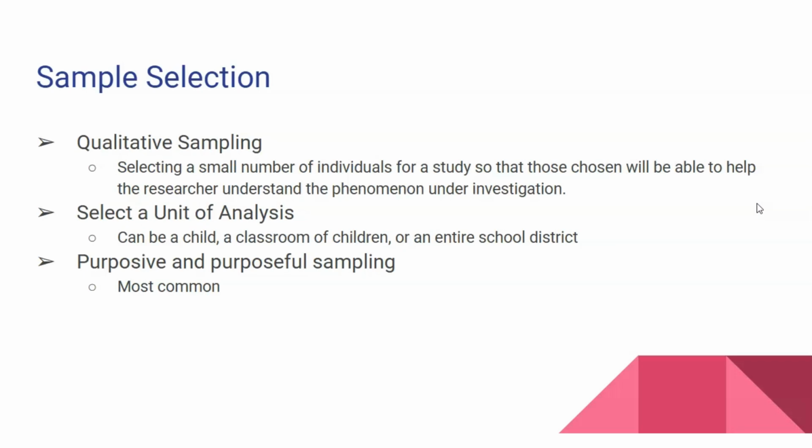So when we are selecting a sample for our case study research, it often uses qualitative sampling, which is selecting a small number of individuals for a study so that those chosen will be able to help the researcher understand the phenomenon under investigation. We also need to select a unit of analysis, which can be either a child, a classroom of children, or an entire school district itself. And when sampling for case study research, it is most common to use purposive and purposeful sampling.